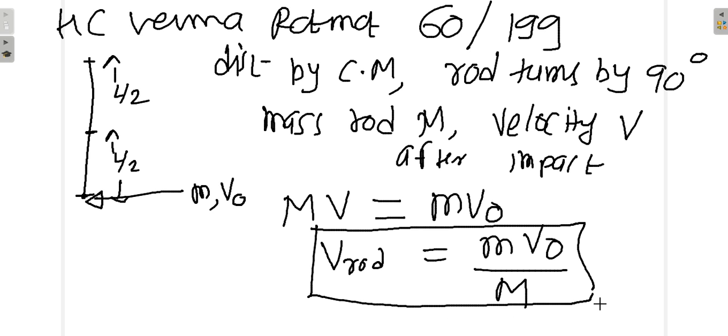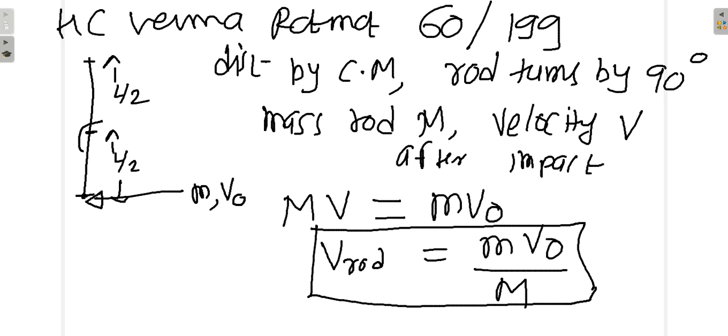Now please note there is no friction. There is no external force. So the rod will move with a uniform velocity. There will be no acceleration. And the same thing will happen regarding rotation. Since there is no friction, there is no opposition, and whatever is the initial value of omega, it will continue.